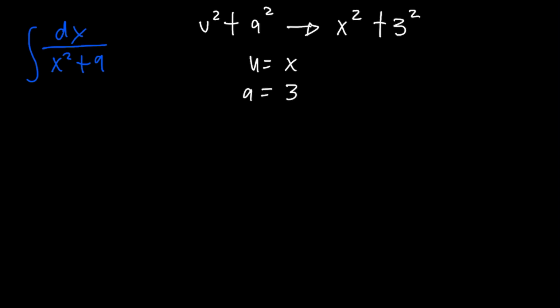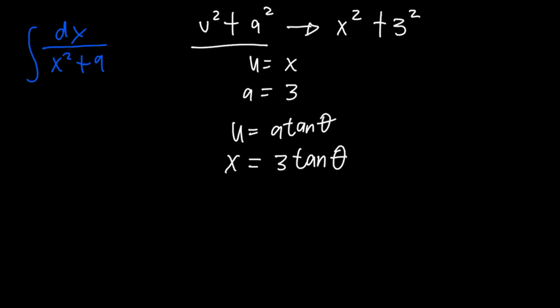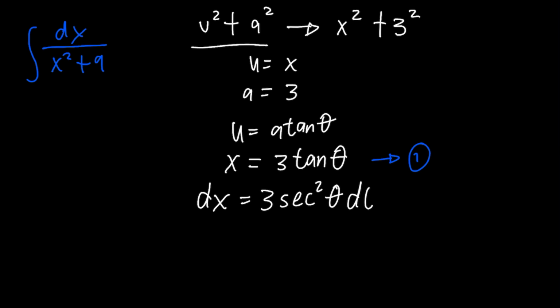If we see this form, we can use the substitution u is equal to a tan theta. So let's substitute u, that is x, and a is equal to 3, so x is equal to 3 tan theta. This is our equation 1. Now we're going to differentiate this. That would be dx is equal to 3 secant squared theta d theta. This is our second equation.